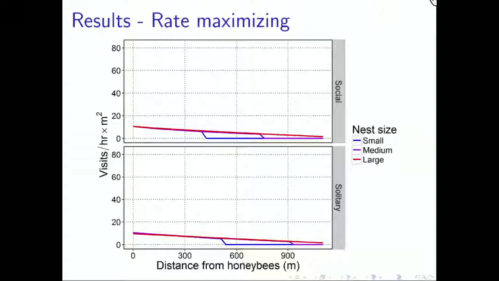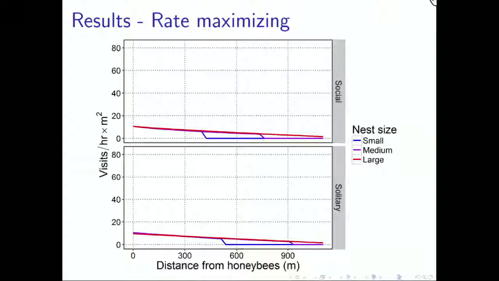And you can see that there's a sharp drop-off for all the rate maximizers. That's because at some point, they reach a point where it's no longer worth it to go any further, and then it goes to zero. So that's one of the expectations you get from rate maximizing foragers, this sharp drop-off occurring. And it occurs slightly differently for social and solitary. For solitary ones, they don't want to compete with each other, so they fly slightly further, actually.